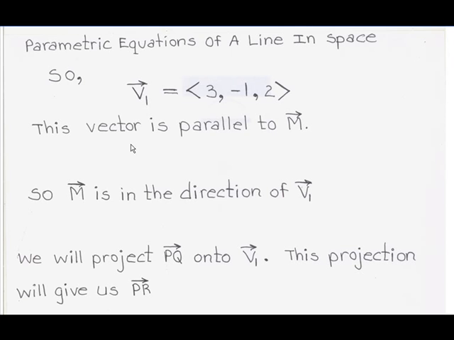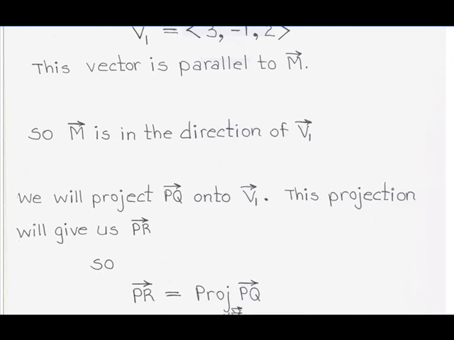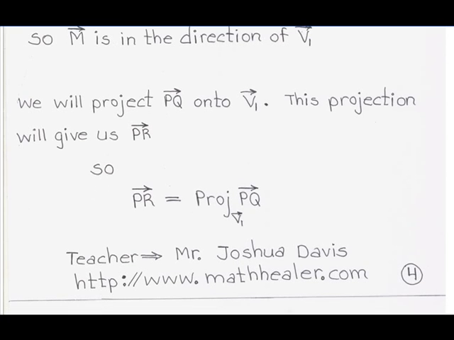So here's what we know now. We know that vector line M is in the direction of vector V1. Very important. So vector line M has the same direction as vector V1. Here is what we're going to do. We will project PQ onto vector V1. Let me say that one more time. We will project vector PQ onto vector V1. This projection will give us PR.